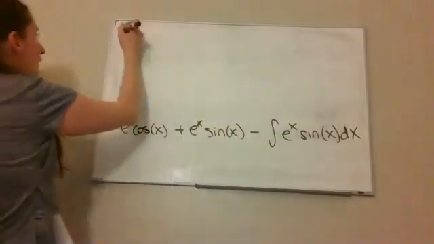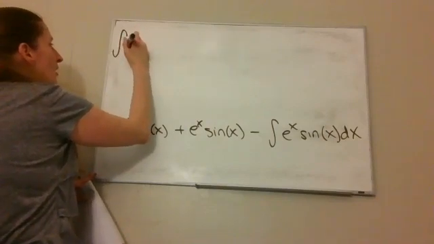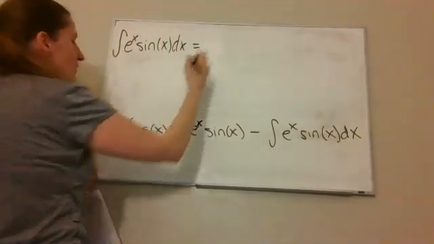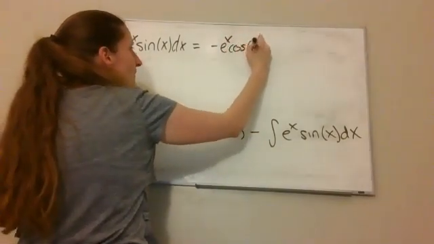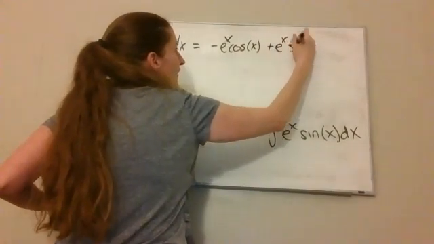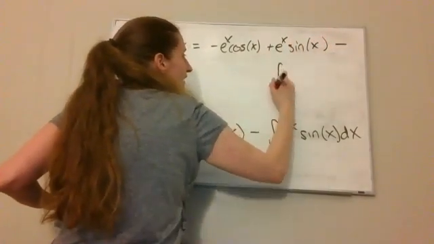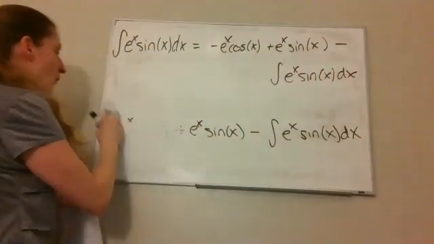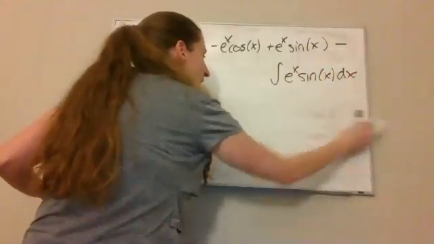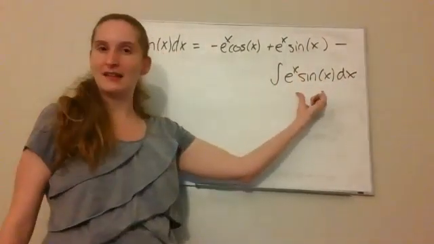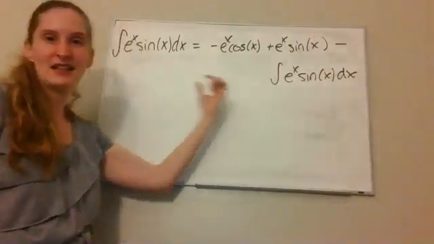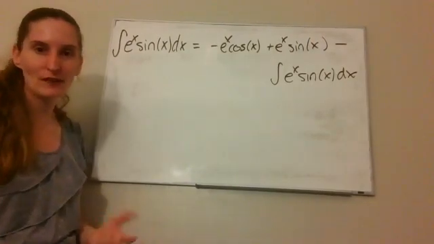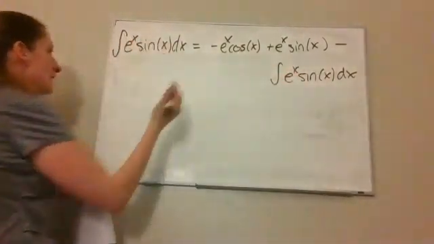We didn't do anything wrong. We just have to remember what this whole thing is equal to. So what we have done so far is we have found that our original problem, the integral of e to the x sine of x dx, is equal to negative e to the x cosine x plus e to the x sine x minus an integral of e to the x sine x dx. So I have this equation here. Now, what would happen if I take this minus integral of e to the x sine x and I just add it to the other side of the equation? Well, then I would have two integrals of e to the x sine x over on this left side. So let's do that. Let's add this integral to the other side.